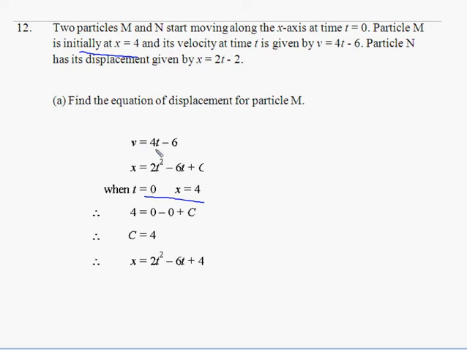So we start with our velocity at 4t minus 6. Again, we need to integrate back to its position. And it starts initially at x equals 4, so t equals 0, x equals 4. Our constant then would be 4, and there's our position statement for particle m.